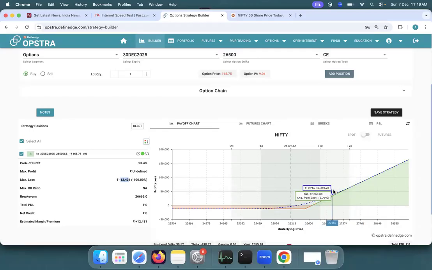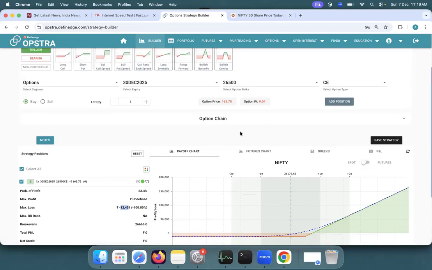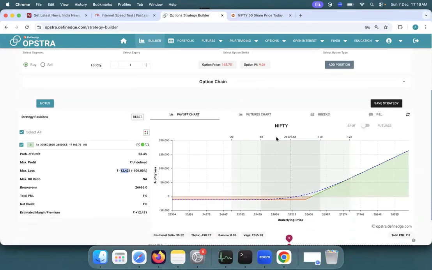Now let's say Nifty expires at 27,500, for example. So your profit will be somewhere around 63, 64,000. Okay. And if it goes even further, your profit will keep increasing. But there is a larger probability that you might not make profit in this strategy, because it says that there is a probability of only 23% for you to get profit here. Even if your view is right, but let's say market expires at 26,400, you are still going to lose the same amount, 12,431. Okay.